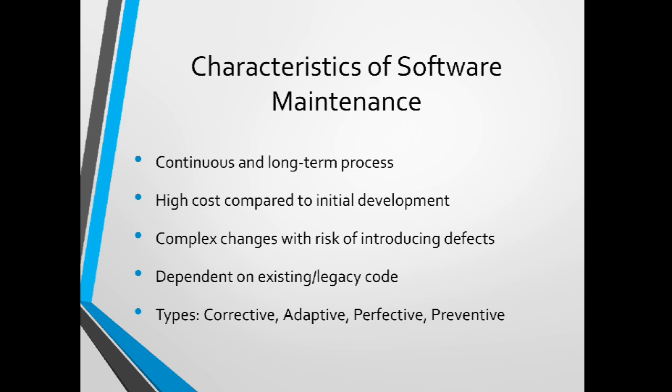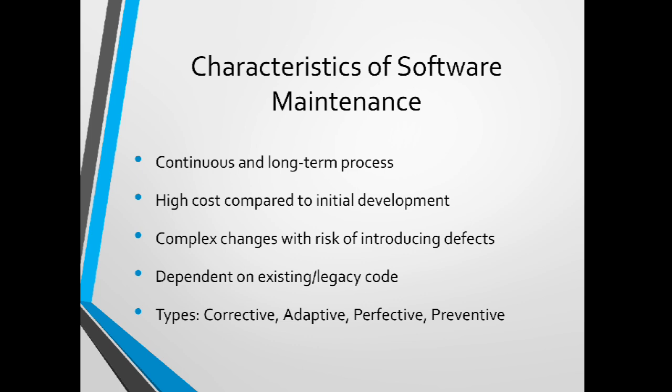The second one is adaptive maintenance. This involves modifying the software to adapt to changes in its environment. This isn't about fixing a bug. It's about making the system compatible with a new operating system, a new database, or a new hardware platform. A perfect example is migrating an application from an on-premises server to a cloud-based one.